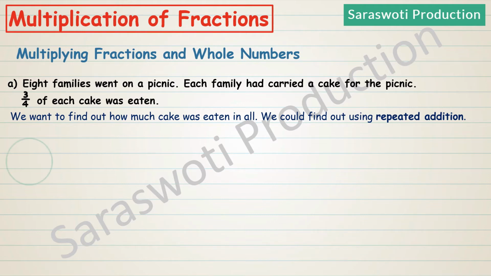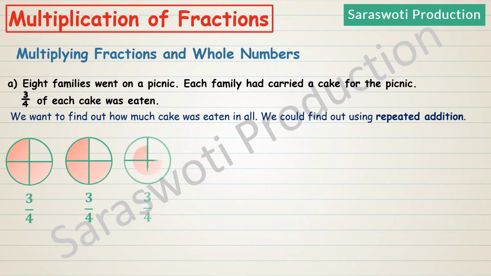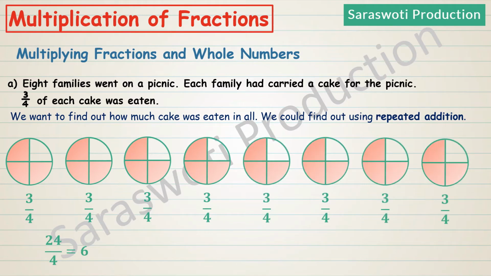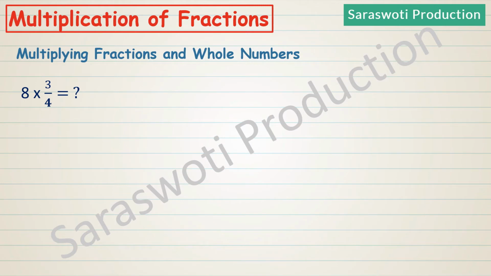That is, you can have one cake having the area 3 by 4th, second cake 3 by 4th, and so on until we have all the 8 cakes. And then have 24 by 4, which is equal to 6. Or we can multiply 8 into 3 by 4. What would the answer be? So now the question is, how do you multiply 8 into 3 by 4?